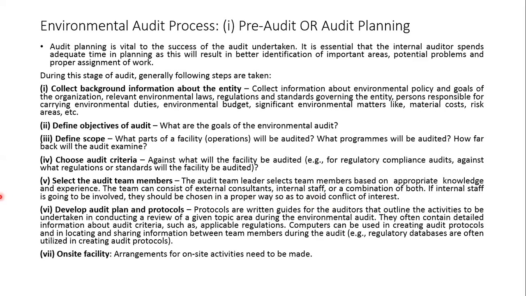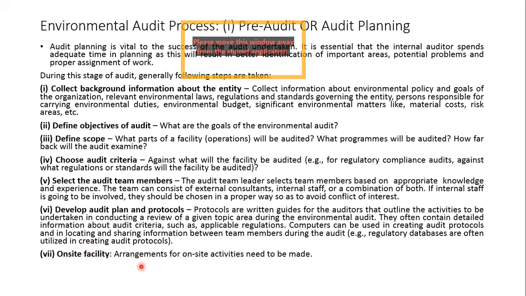Then develop the audit plan, as I told you. According to your objective, the plan will be there. The protocol is written for the auditor, outlining the activities to be undertaken in conducting the review of a given topic during the environmental audit. They often contain detailed information on the audit criteria, such as applicable regulations. Computers can be used in creating audit protocols and in sharing information between the team members during the audit. If two or three teams are working, they can share among themselves.